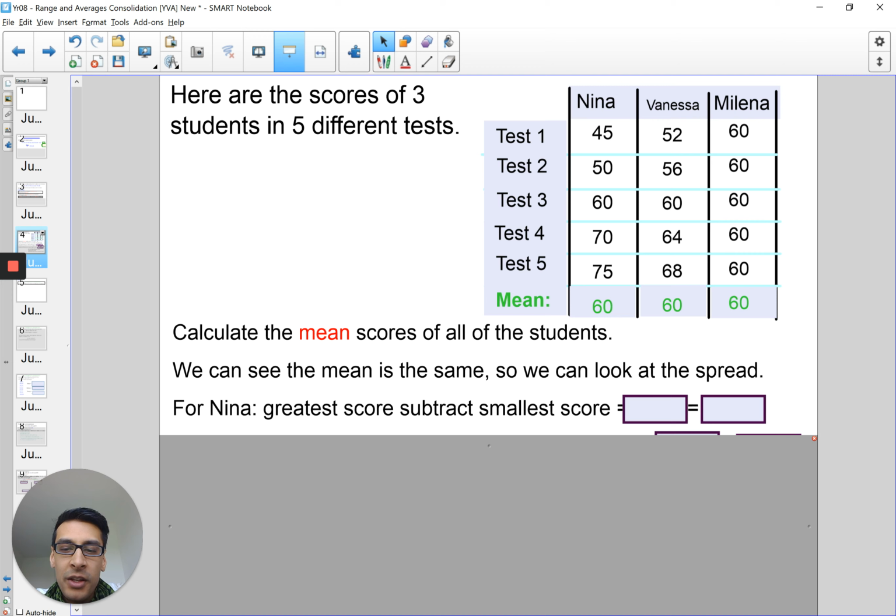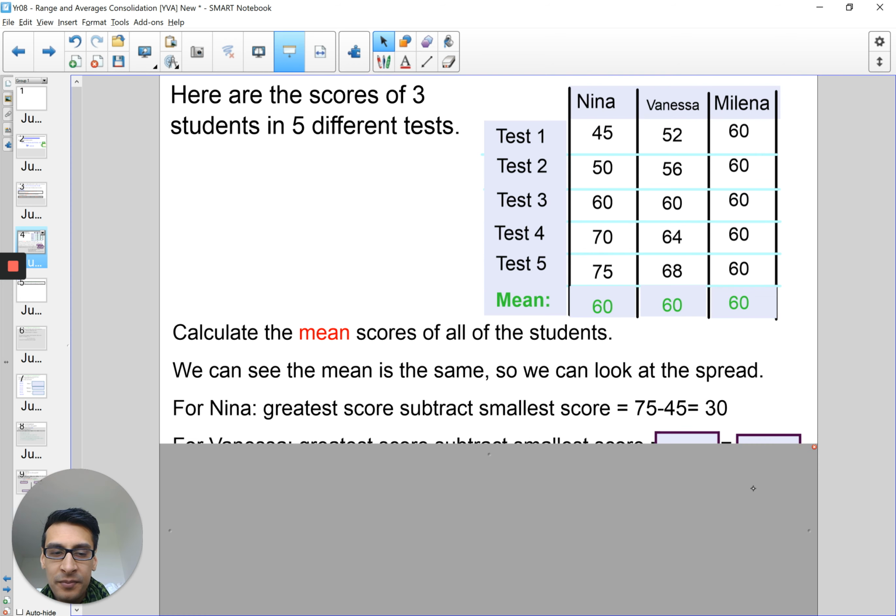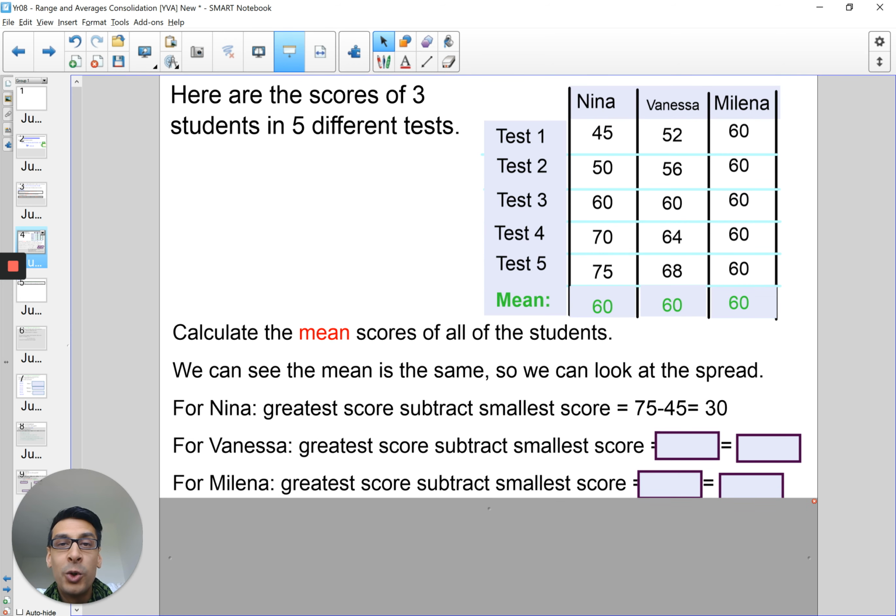So for Nina, the greatest score that Nina had from this list I can see is 75, which is very good. She must be very smart. She's got a very high mark. And the smallest score she got was 45, which actually was also the lowest score of all the students as well. So maybe it was just a bad day. That means that the range is 75 minus 45, which is 30. And then we can do the same for the other 2 girls. So pause the video and work out the range for Vanessa and Milena as well.